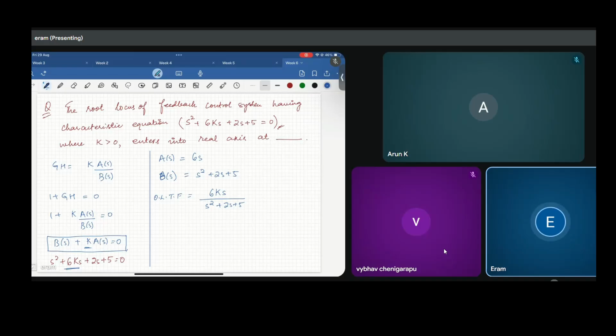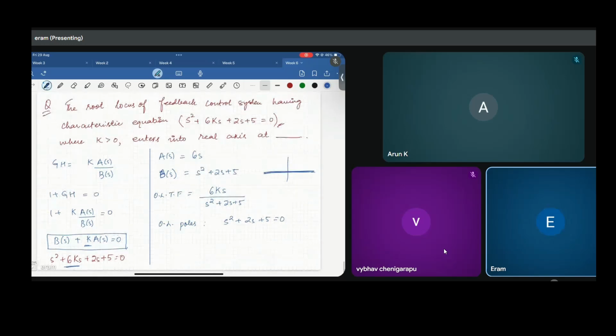Okay, so the real axis means this part, right? One option could be the open loop poles, but that needs to be real if the root locus is entering it. But if you solve the open loop poles, what will you get? Find out the open loop poles of this transfer function: s square plus 2s plus 5 equals 0.